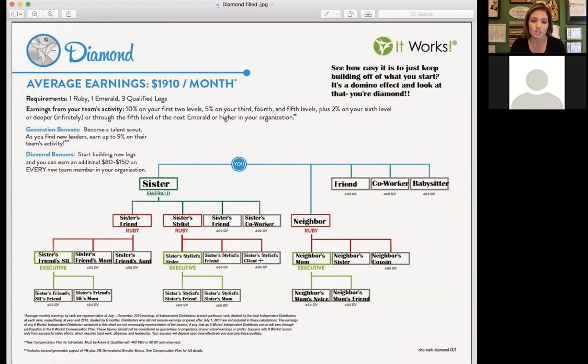The Ruby signs 2 people and gets them to that 400 group volume. The Executive, 2 people who got to 400 group volume. Once you do that and the Exec signs 2, fills them to 400, the Ruby signs 2, fills them to 400, the Emerald signs 2, then all of a sudden, wow, your chart's really looking up. So all I'm saying is don't overcomplicate it. Don't make it seem like it's more than the steps to success.